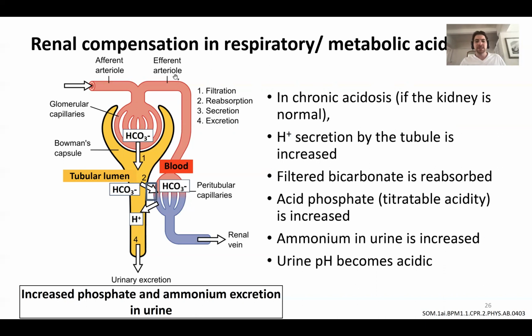Okay, now let's say we have acidosis. Remember, we said that to try to correct for the acidosis, we're going to get rid of acid in the urine. So we're going to increase phosphate and ammonium excretion to try to decrease the acid in the body to go back to equilibrium.